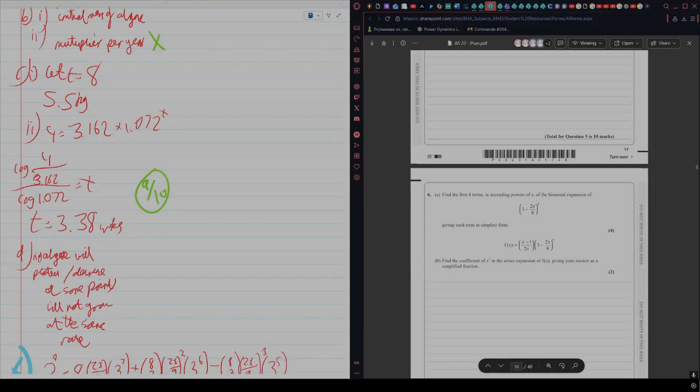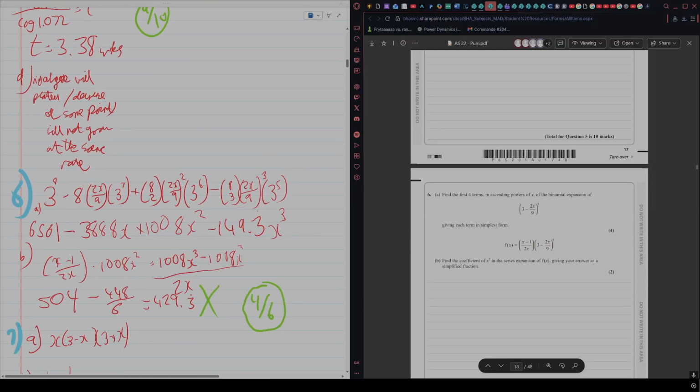Next question, I think we have some binomial expansion. Yep. So the first one is just find the first 4 terms. So it's just simple binomial expansion stuff, and then you expand, you use the choose function on your calculator.